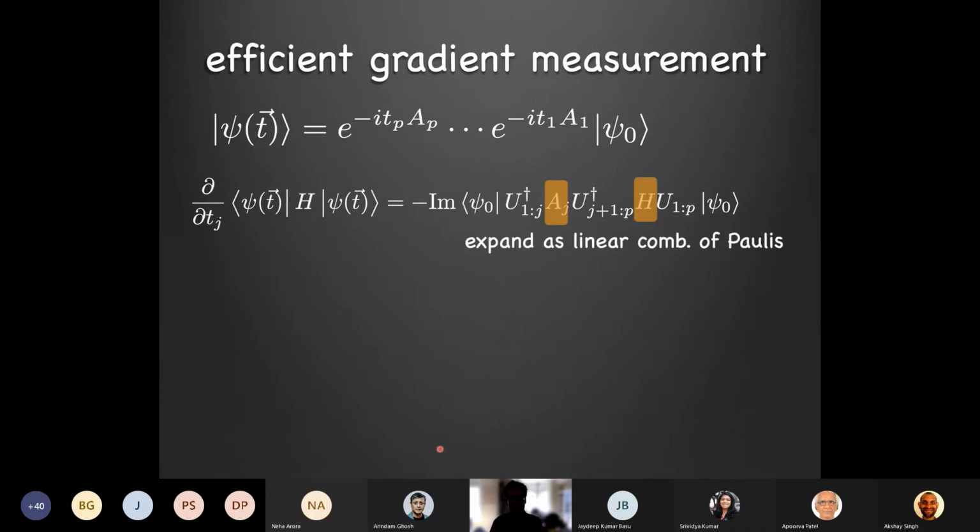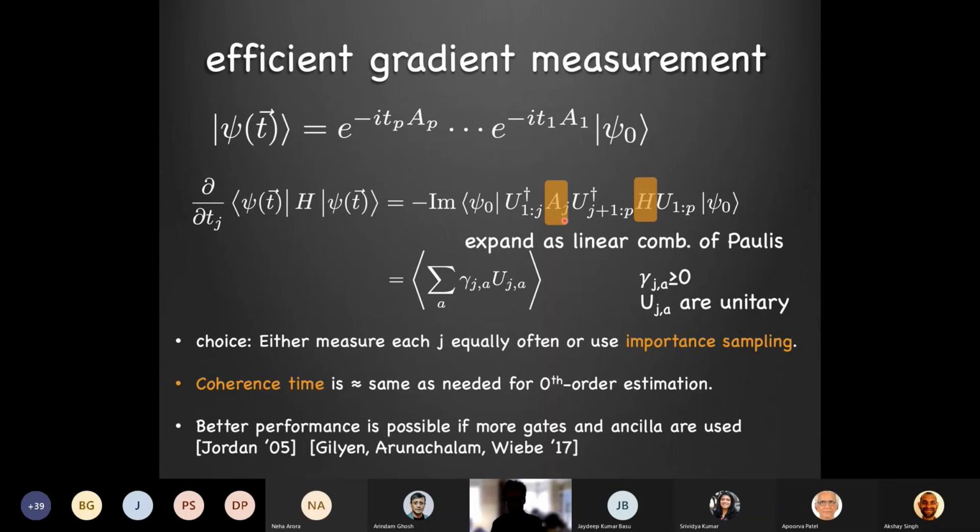And one thing we did is we found, first of all, that you can estimate the gradient basically by a procedure, which I won't get into details of, which is only slightly more costly than estimating the function value. So the coherence time that's needed, it might take more repetitions, but the coherence time, the amount of time you have to run the quantum computer, is very similar to what it is for 0th order estimation.